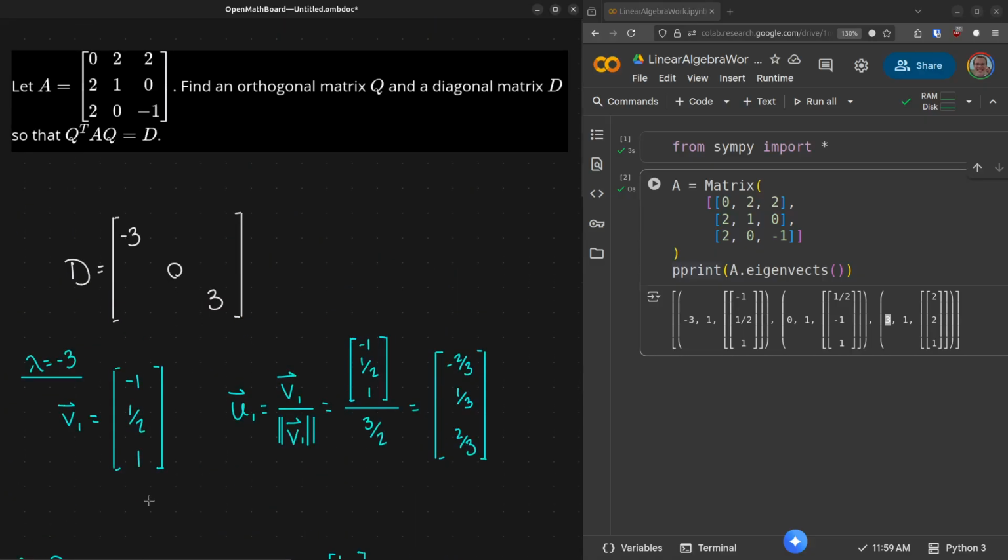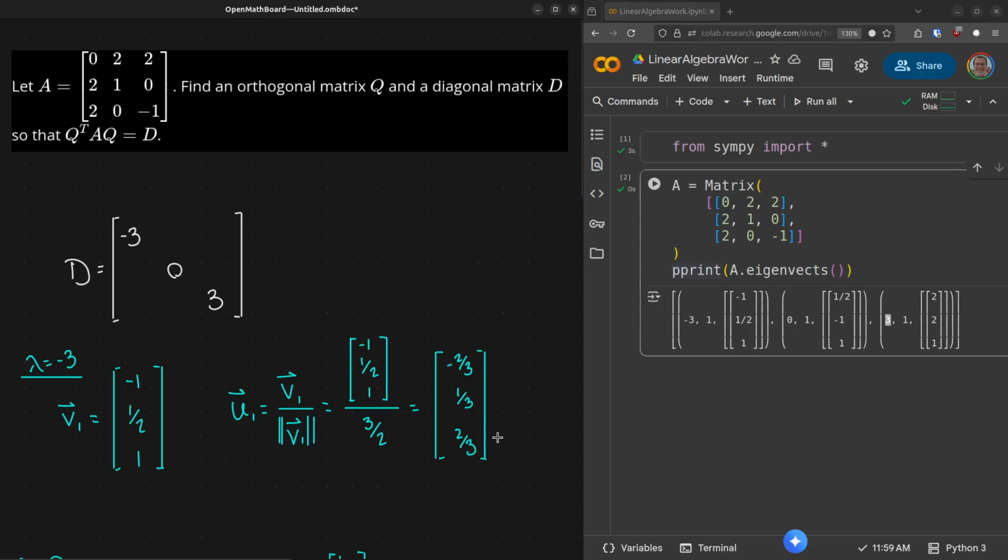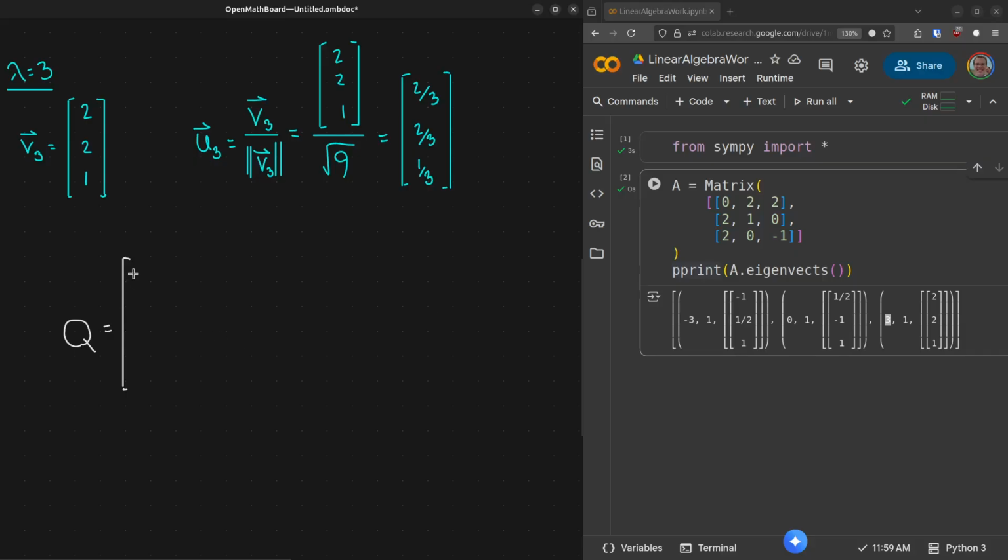Now, remember that when you're putting together Q, you need the columns of Q to correspond to your eigenvalues. So since my first eigenvalue is -3 that I've decided to put in my diagonal matrix D, my first column of matrix Q has to be the orthonormal eigenvector corresponding to that eigenvalue. So it has to be U1. So -2/3, 1/3, 2/3 is my first column for matrix Q.